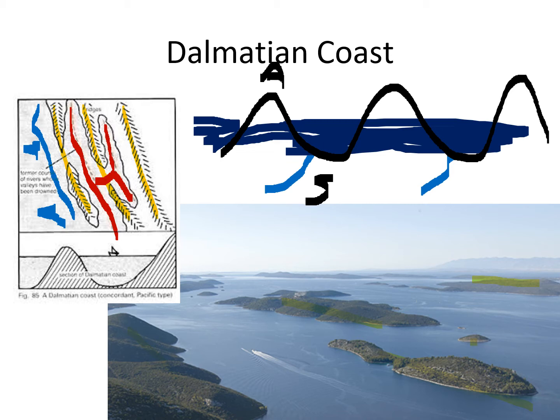It's called Dalmatian because that's the part of the world where it comes from, Croatia. And you may have seen it in Game of Thrones and things like that. But that's a typical submergent coastline.